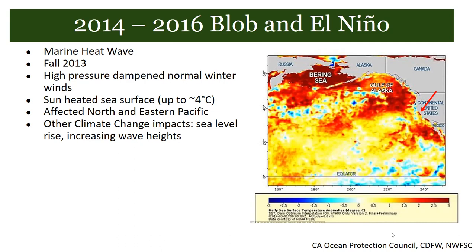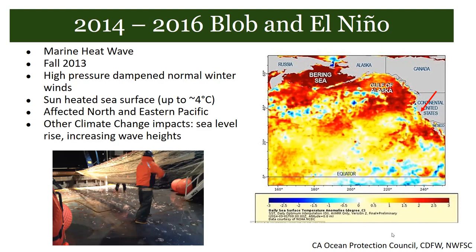This is a picture from the Northwest Fisheries Science Center. And this is about the time that those pyrosomes started to show up in our catches, including off of the coast of Oregon and Washington. So those pyrosomes are these cucumber-like organisms that are on the bottom.